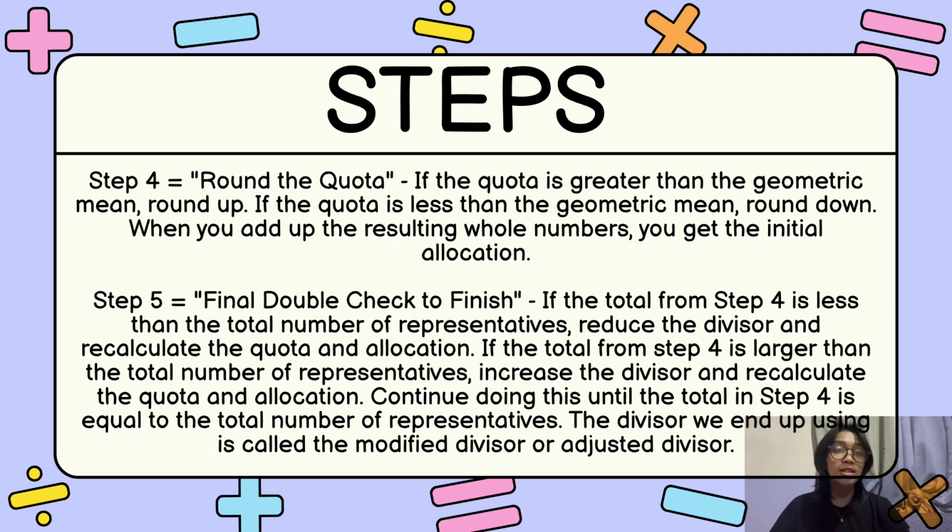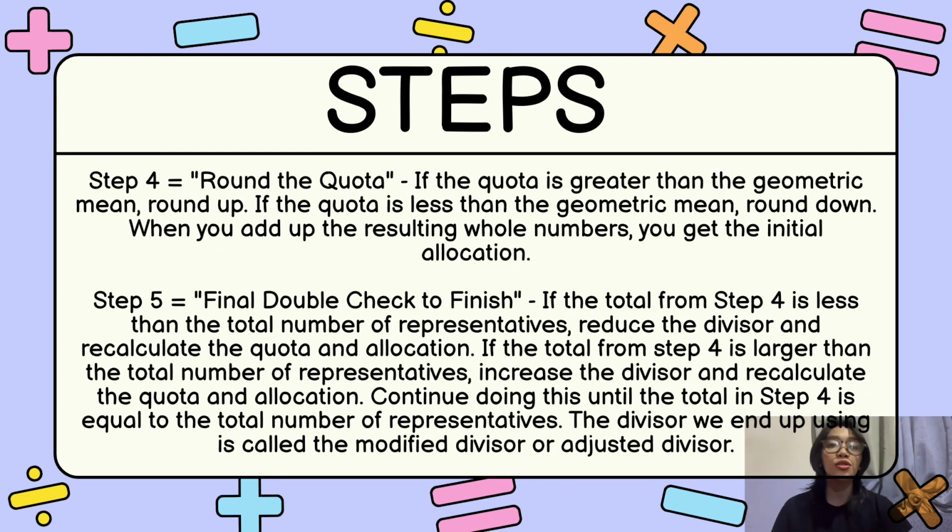Continue doing this until the total in step 4 is equal to the number of representatives. The divisor we end up using is called the modified divisor or adjusted divisor. Alright, so this is the fine-tuning step. If the total number of seats you allocated in step 4 doesn't match the total number of representatives, you need to adjust the standard divisor.